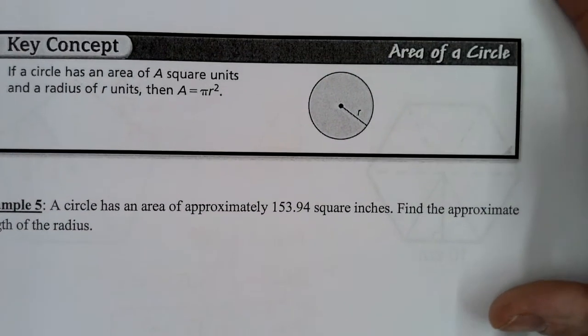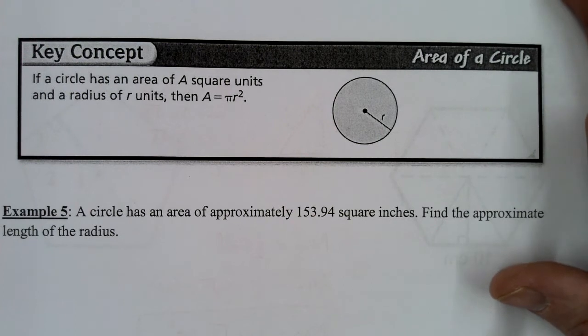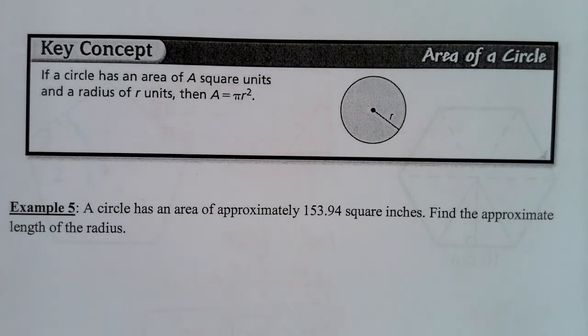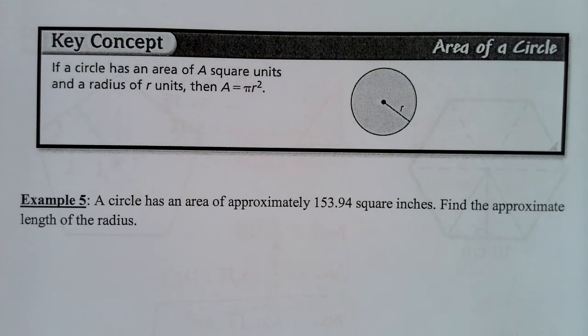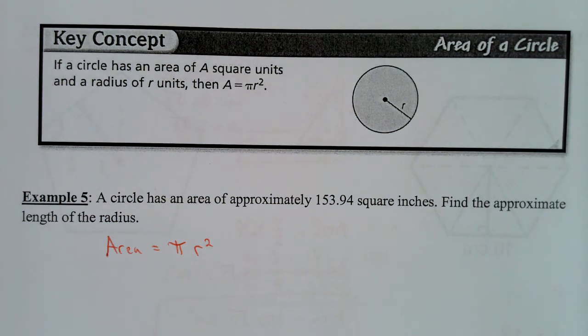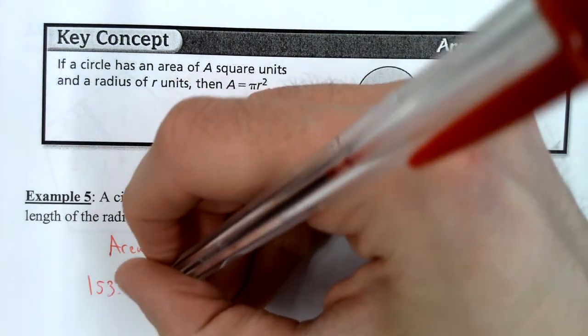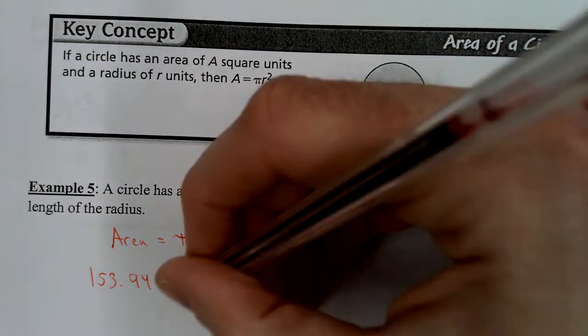You may remember the area of a circle formula is area equals pi times radius squared. Okay, so let's do a working backwards problem. Let's do a problem where I give you the area of a circle and I ask you what is the approximate length of the radius. So let's just copy down the formula first. Area equals pi times radius squared. I gave you the area for this problem, 153.94. Pi times radius squared.